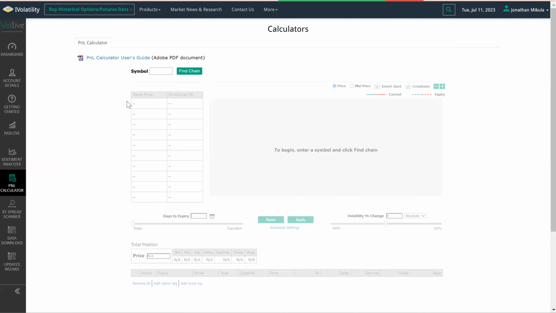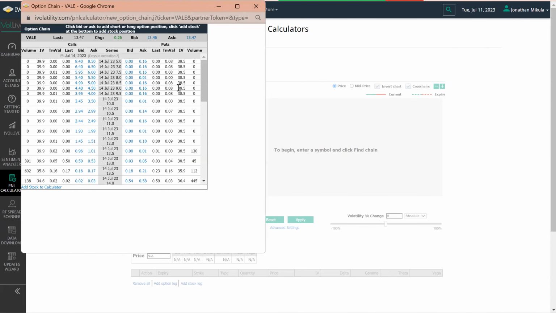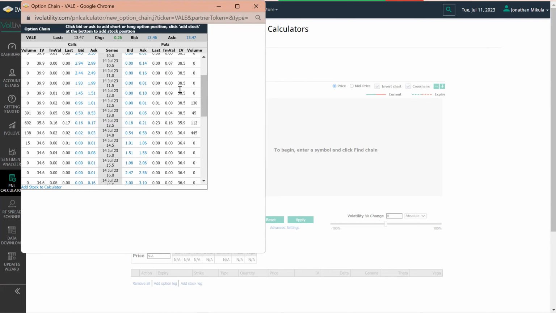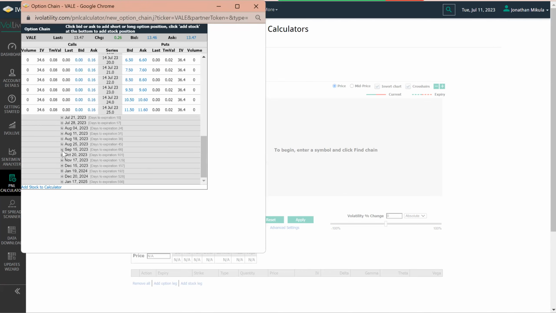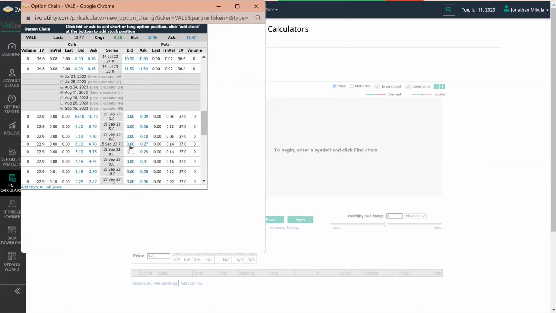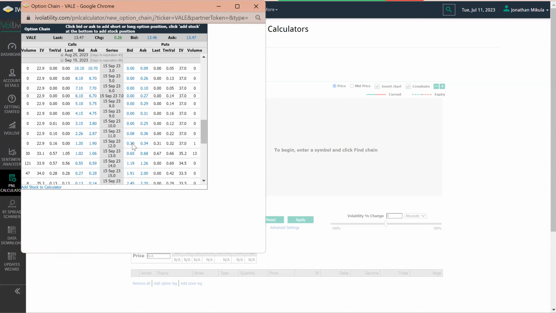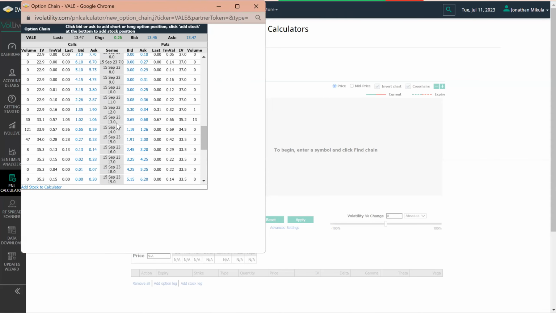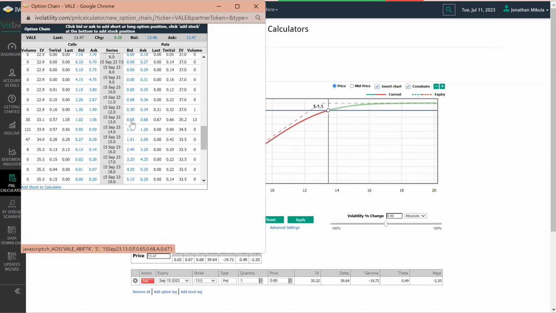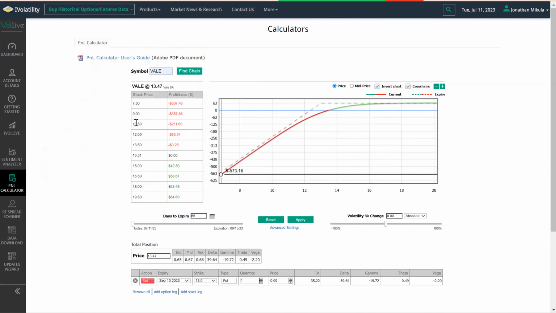And I want to show you guys now that we have a trade in mind. I'm going to show you about 5 different trading scenarios using Vale and using the P&L calc as our compass. So our first one, we'll start off very simple. We'll scroll down to our September 15th, 2023 expiration. We are here, September 15th. We were looking at puts. Let's go ahead and click on this, and then you can see that populated behind me.